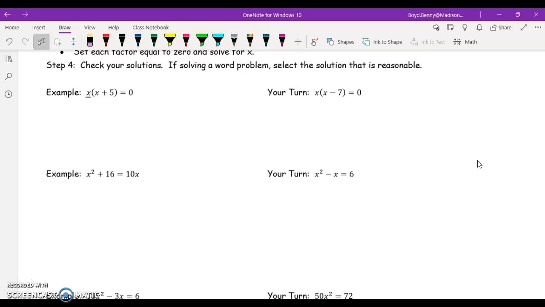So my first factor is x, so I'll set that equal to 0. And then I will set x plus 5, my second factor, equal to 0. What I'm using here is the zero product property, which says if you have a product of 0, you know this from all your years in math, that to get a product of 0, either the first factor has to be 0 or the second factor has to be 0.